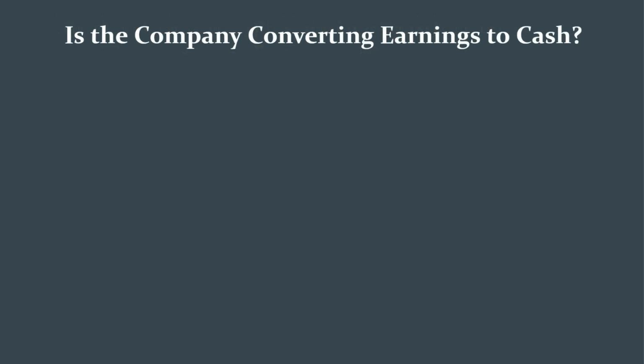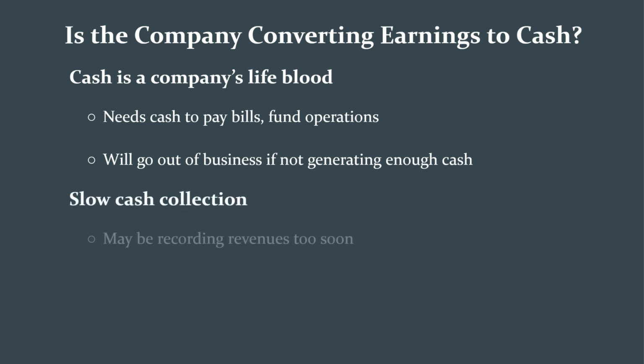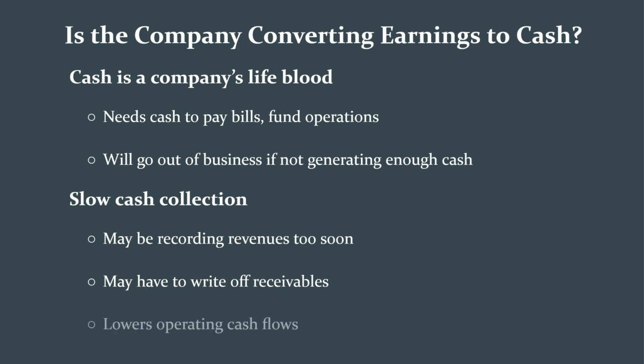Next question, is the company converting earnings to cash? This is question 4. Cash is a company's lifeblood. A company needs cash to pay bills, fund operations, and it will go out of business if it is not generating enough cash. Slow cash collection could be a sign that the company is recording revenues too soon, aggressive accounting. The company may have to write off receivables if it cannot collect its cash, and this lowers operating cash flows.